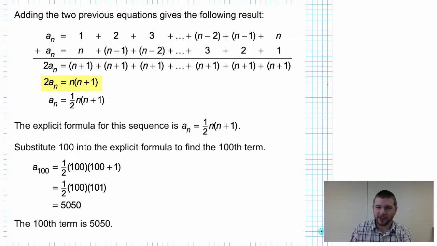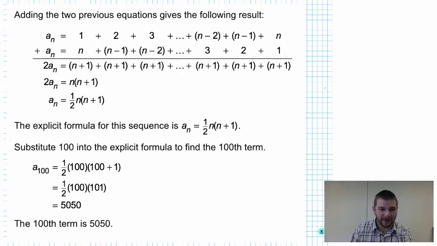Because note, we have n terms being added together, and when we added those two equations, we're going to have n instances of n plus 1 being added together. If we counted these up, well, 1, 2, 3, it went all the way up through n. So therefore, we have n times n plus 1 on the right-hand side of the equation. To solve for a sub n, recall that our goal is to write any term in the sequence, a sub n, as some expression that we can solve.